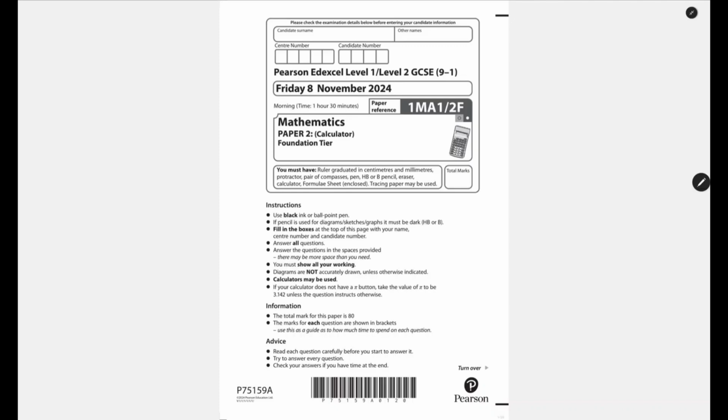Let's get into it. Question 1 says, write 17% as a fraction. So to change a percentage into a fraction, we always divide by 100. So that's 17 divided by 100, and that's 0.17.